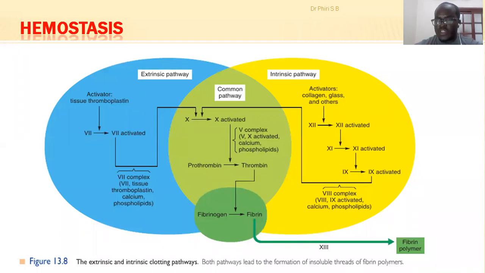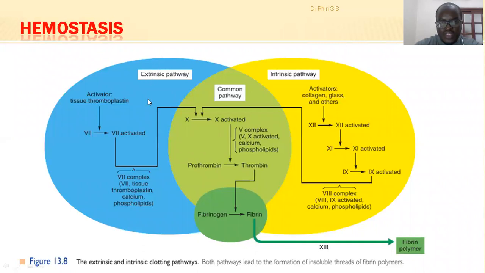So this coagulation of blood, we're talking of the secondary coagulation or hemostasis. The primary one is the involvement of the platelets, you know, the adhesion of platelets, aggregation of platelets. And the secondary hemostasis is now the conversion of fibrinogen to fibrin. That will involve the two pathways, the extrinsic pathway and the intrinsic pathway, and the third pathway, which is called the common pathway. So you can see all the three pathways here.